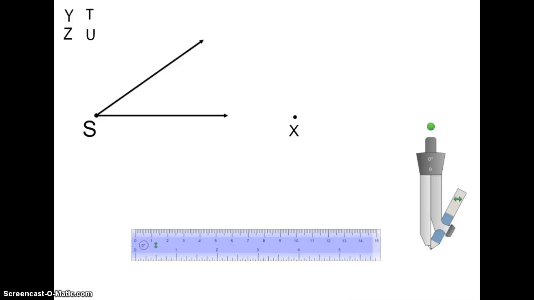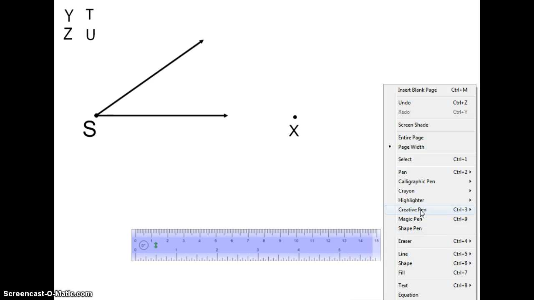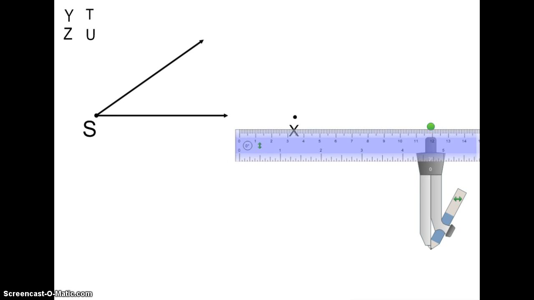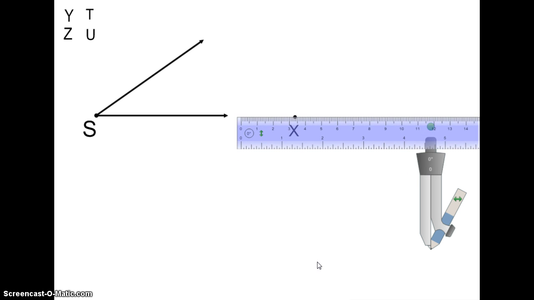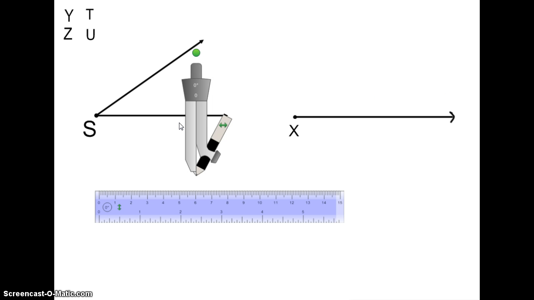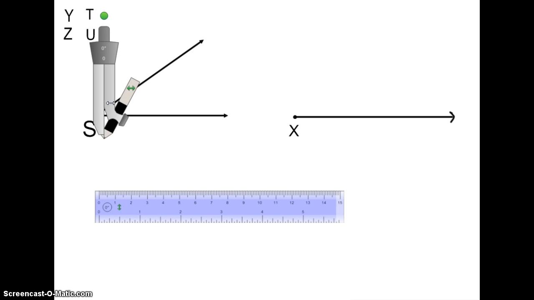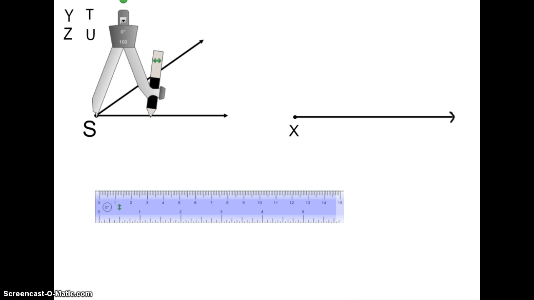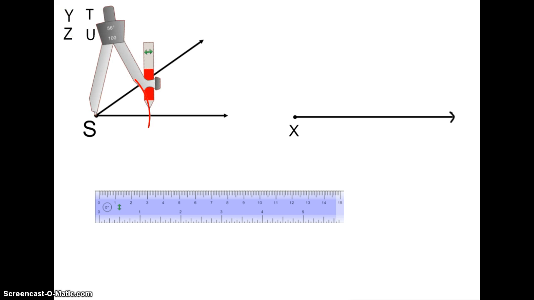Okay, I am going to draw a ray, and I have a fancy line tool, but you should use your ruler. So it ends at one side, and it goes forever on the other side. Okay? So I am going to put an arrow for forever. Now I'm going to take my compass, open it up and put the pointy end on the vertex, which we have called S in this case. Now I'm going to make an arc from here to here.